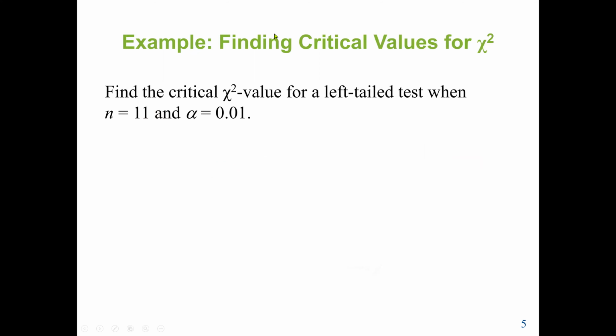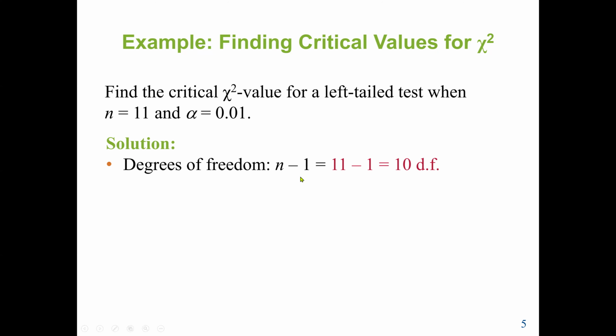So let's see an example. Here they say we should find the critical chi-square value for a left-tail test when n is 11 and alpha is 0.01. So here all we need is the sample size and also the level of significance. Then we can find the critical chi-square. So first we find the degree of freedom, which is n minus 1. n is 11, minus 1, so that is 10.